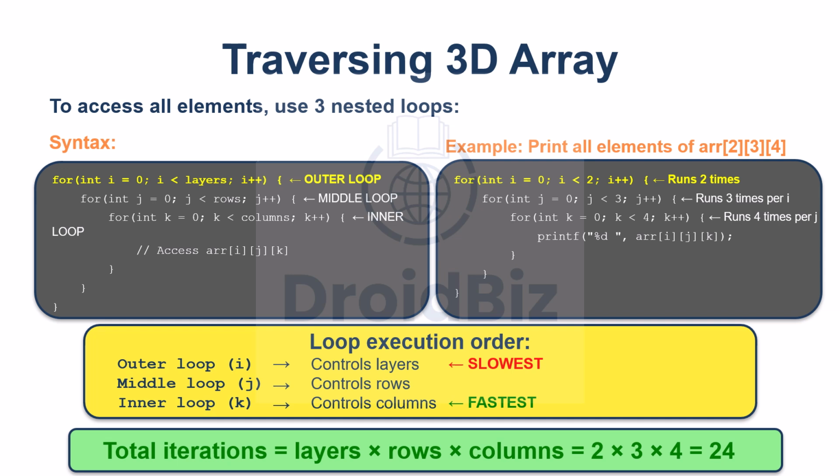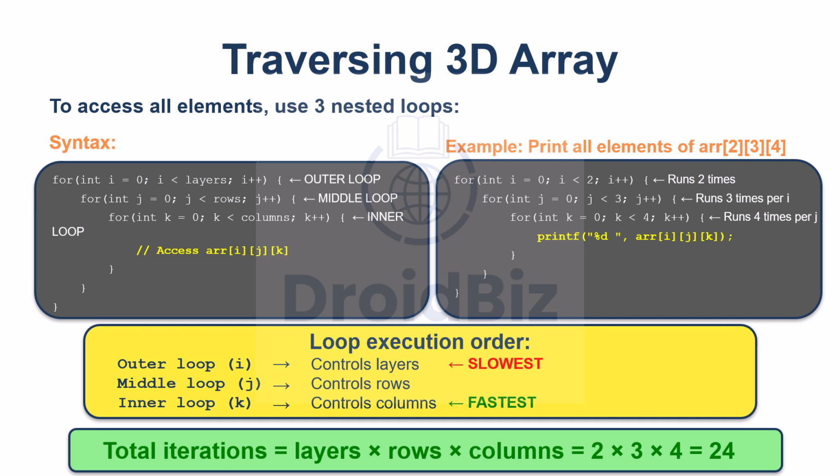To access all elements, we use 3 nested loops. Here's the syntax. We start with the outer for loop, which uses variable i to go from 0 to less than layers, which is 2 in our example. Inside this, we have the middle for loop, which uses variable j to go from 0 to less than rows, which is 3 in our example. And inside that, we have the inner for loop, which uses variable k to go from 0 to less than columns, which is 4 in our example. Inside the innermost loop, we can access an element using arr[i][j][k].